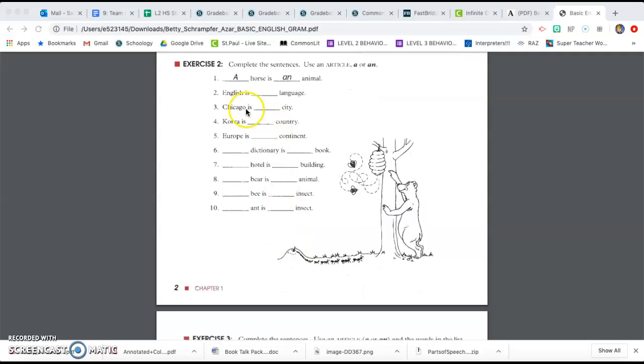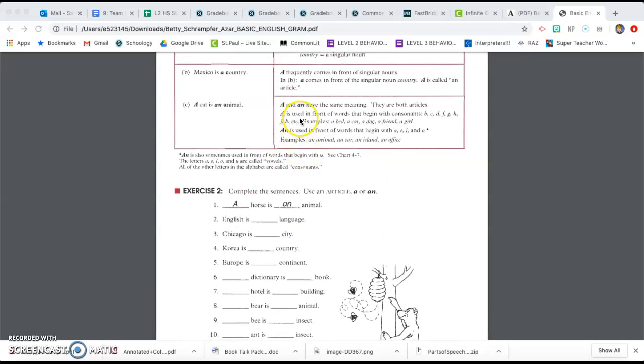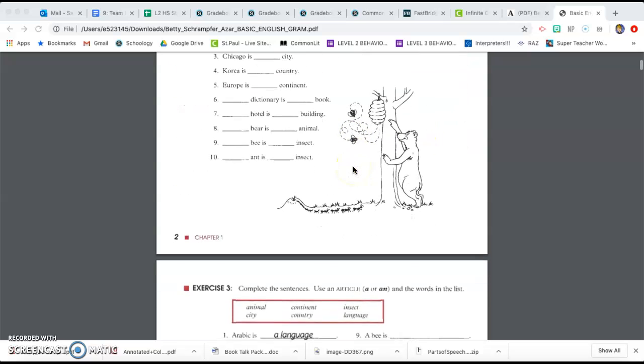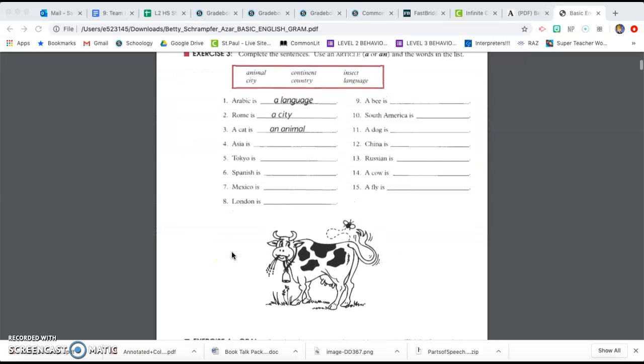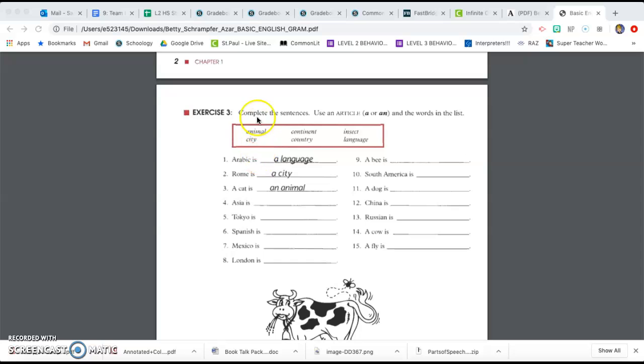I would like for you to complete these ones in the middle with either a or an. If you forget how to use them, go back and remember a is used in front of these letters, B, C, D, F, G, and an is used in front of ones that start with vowels. When you finish page 2, you're going to work on page 3. Page 3 also includes some examples, but this time you're going to add a word. So you're going to complete these sentences. You're going to use an article, a or an, and you're going to choose one of these words from the word bank to finish the sentence.